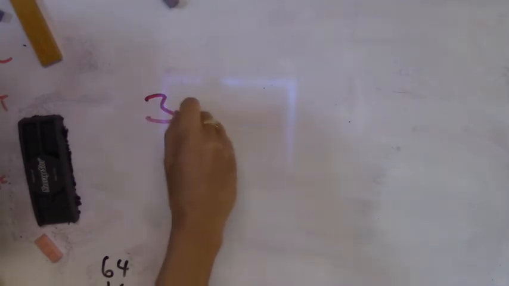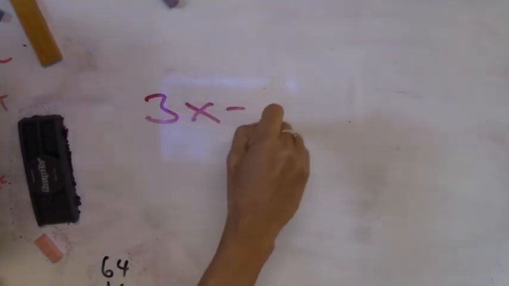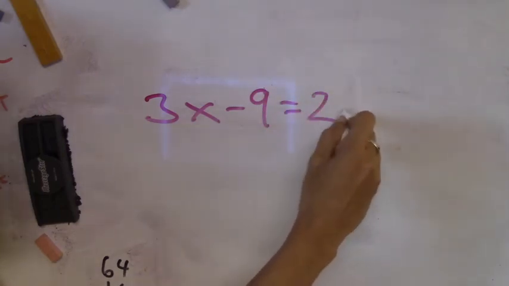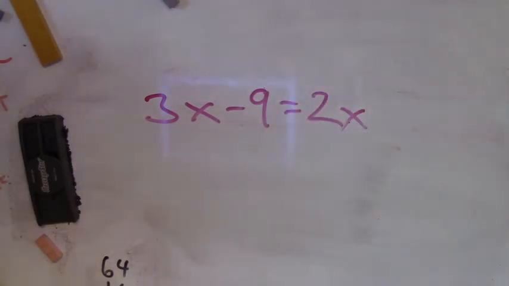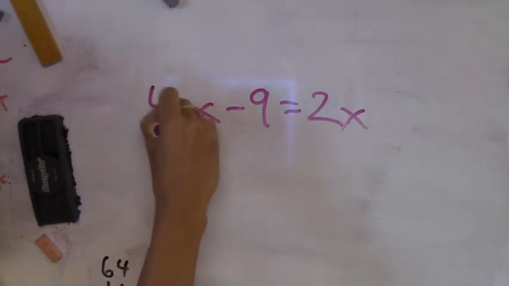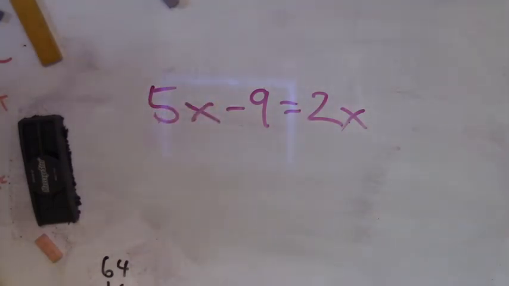Are you ready? Okay, I'm ready. 3x minus, I don't know, 9 is the same thing as 2x. Oh, that's too easy. Let's go with 5x minus 9. There you go. And then we'll make this a whole number, not a fraction, because I know how much you love fractions. So we'll just make this a whole number for the time being. We'll call it 18.